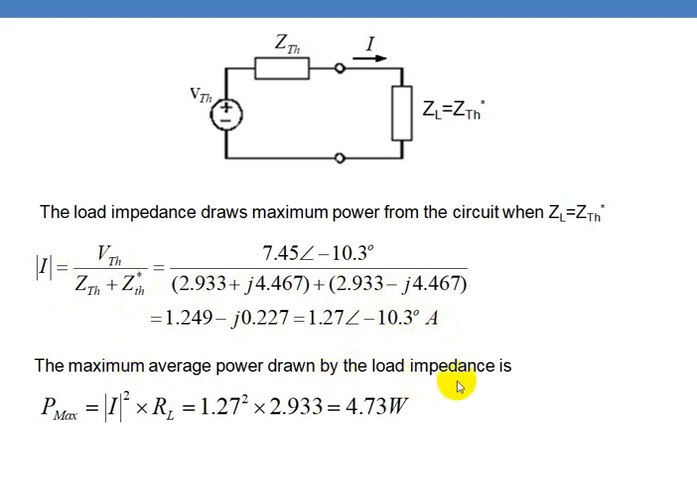To find the maximum power drawn by the load impedance, we know that the load impedance now has a resistance of 2.933 and a reactance part of minus j4.467. So only the resistance will be consuming power. Therefore, you find the maximum power by using the equation I square into R. The magnitude of current is 1.25, squared, into the resistance value, that is the real component of the load impedance, 2.933. This comes to be around 4.73 watts.